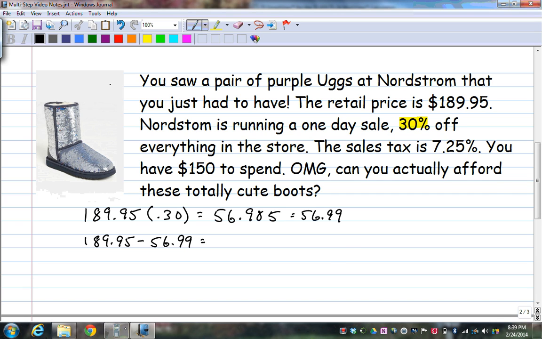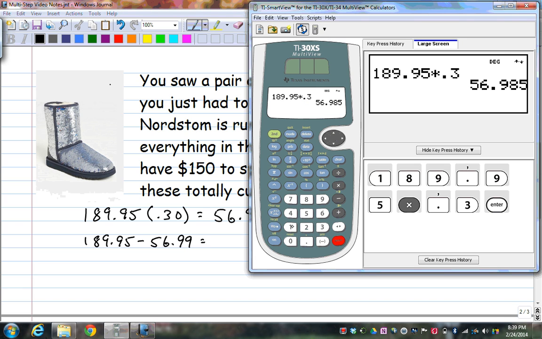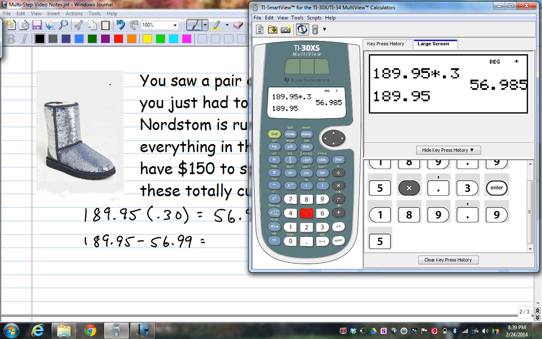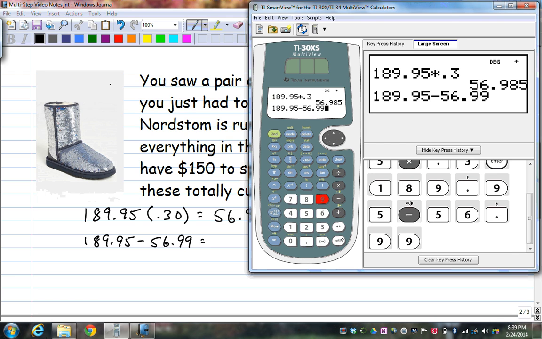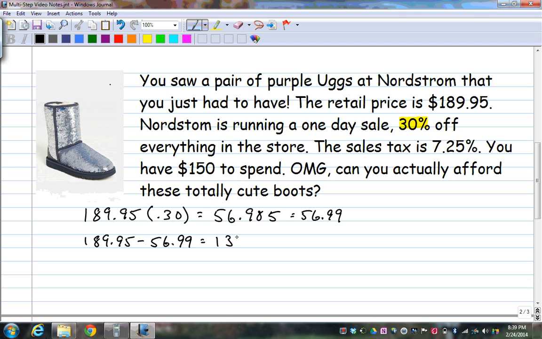So 189.95 minus 56.99 is 132.96. Now, that's not the price out the door, otherwise $150 would be fine. Excuse me. We have to find out what 7.25% is and add that tax in. Government's got to have their share.